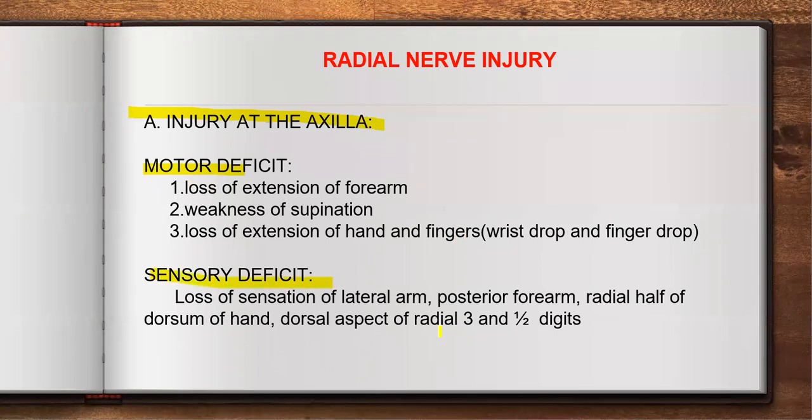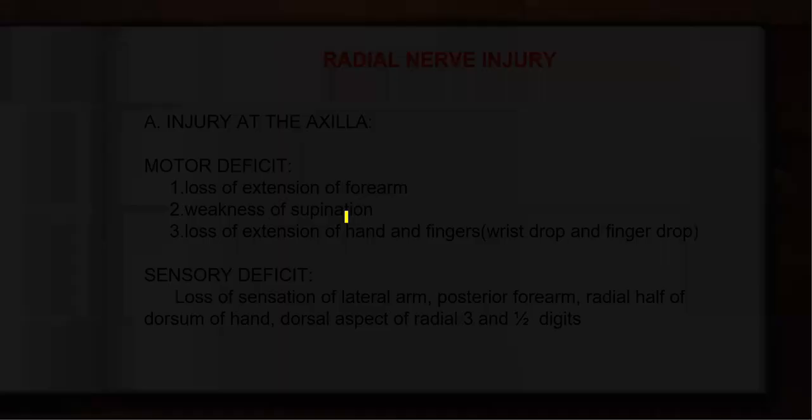And sensory deficit will be in your lateral part of the arm, also posterior part of the forearm, and those 3.5 fingers. So if it is injured at the axilla, this posterior forearm, lateral arm, also sensory loss will be there along with those 3.5 fingers. Okay, you need to remember that, otherwise it will be difficult to differentiate.